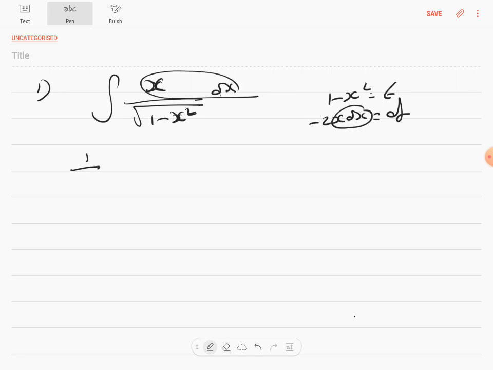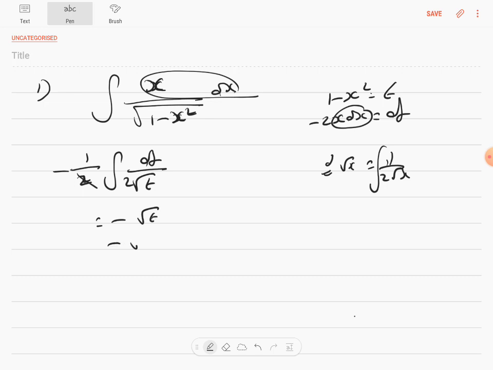So minus 1 by 2 into dt by root t, and you know the differentiation of root x itself is 1 by 2 root x. So the integration of 1 by 2 root x itself will be root x, and we can bring the 2 inside, so 1 by 2 root t integrates to root t. Therefore it's minus root t, or minus root of 1 minus x square plus c.